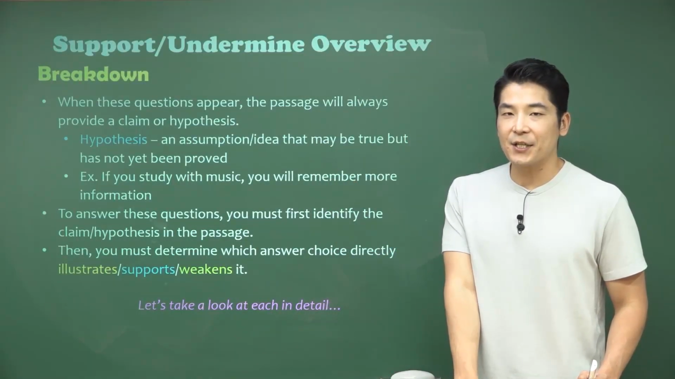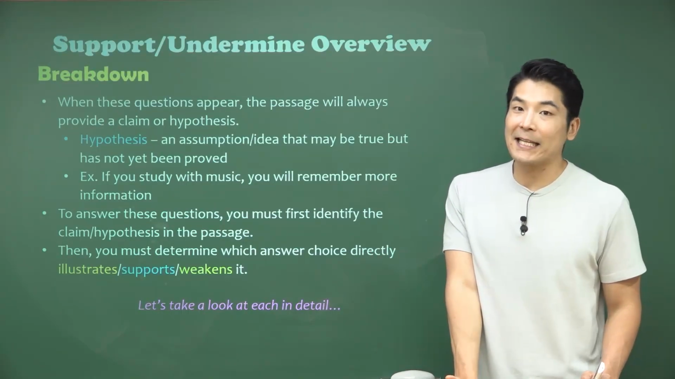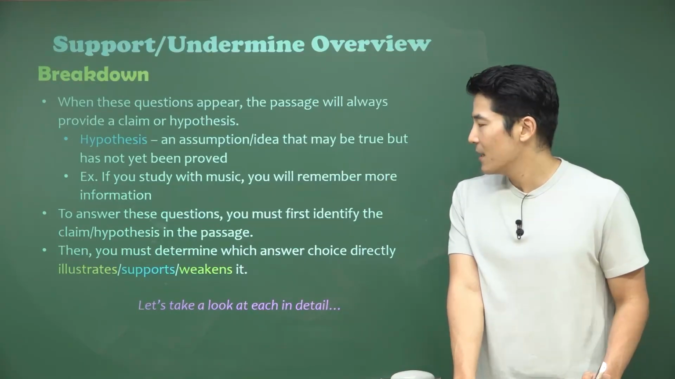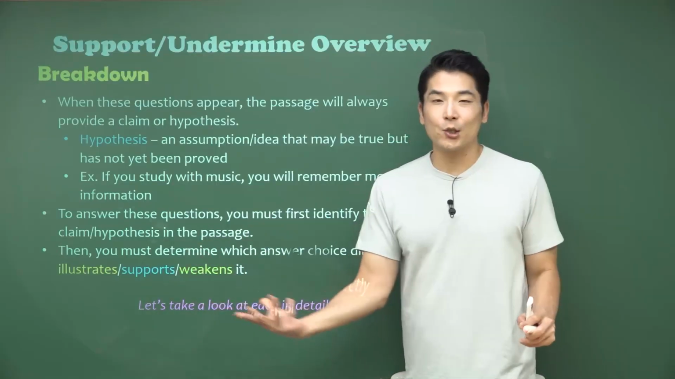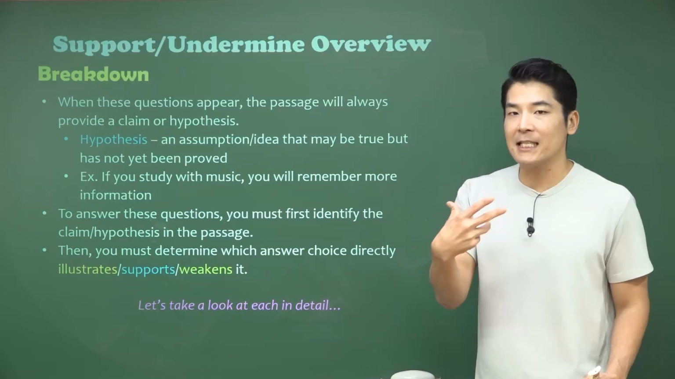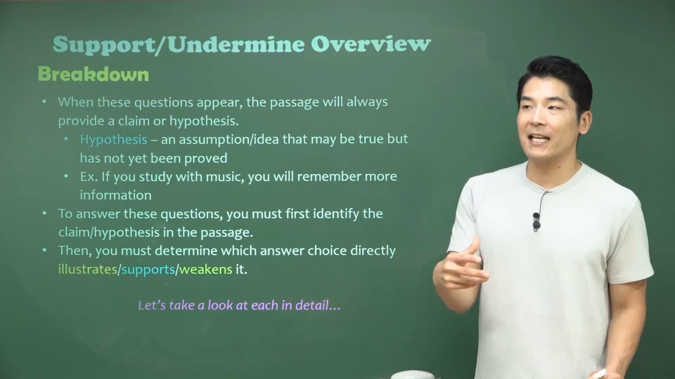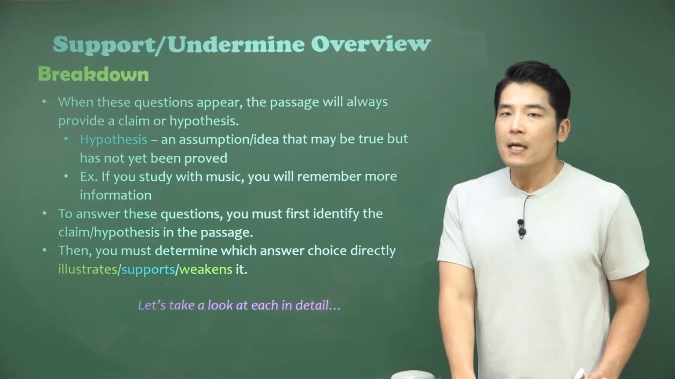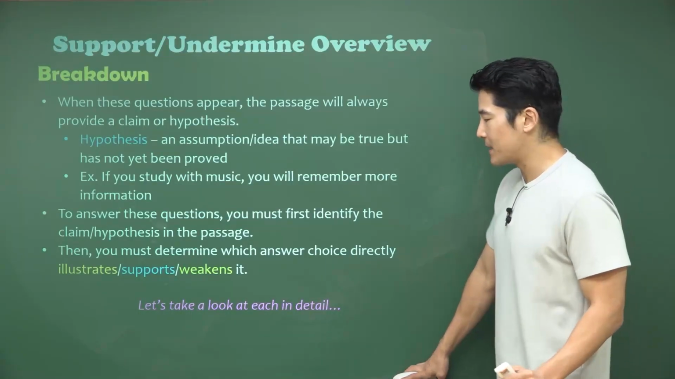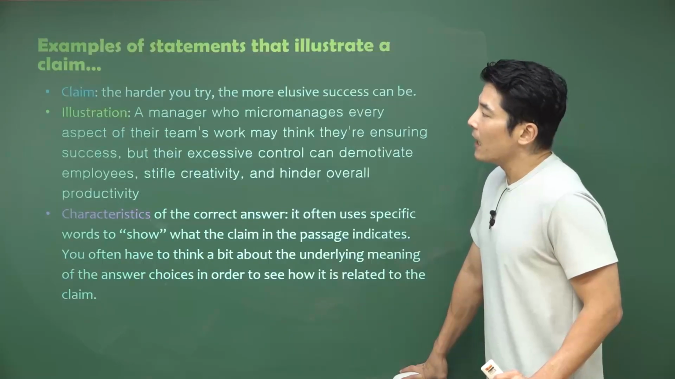If the question asks you to choose the answer that illustrates it, your job is to choose a statement that directly relates to or shows the claim, shows what the claim says or tells you. Or it's going to be to choose an answer choice that supports or adds strength to the claim. In other words, it makes the claim more likely to be true. Or choosing the answer choice that weakens the claim, that makes the claim less likely to be true, kind of disproving it. It weakens it, it undermines it. And that's really the breakdown, you guys.